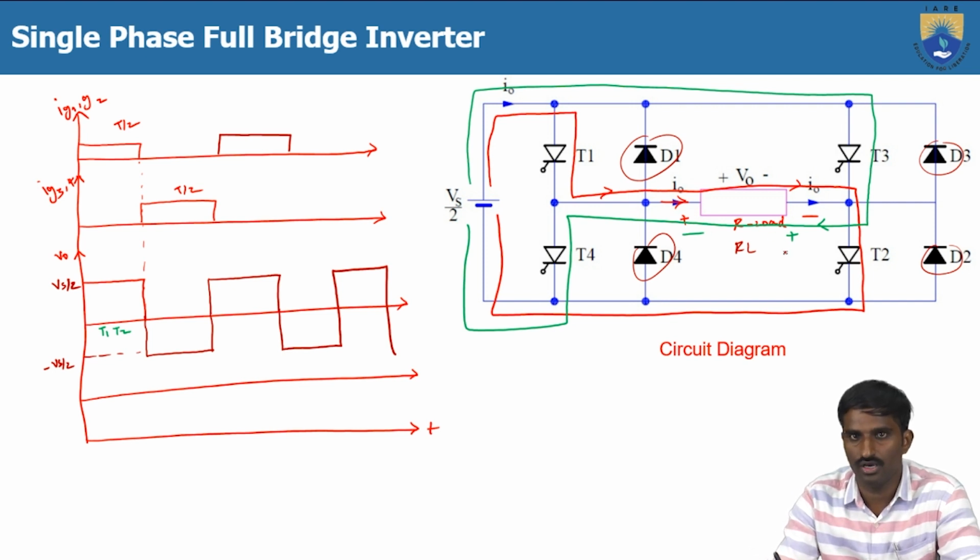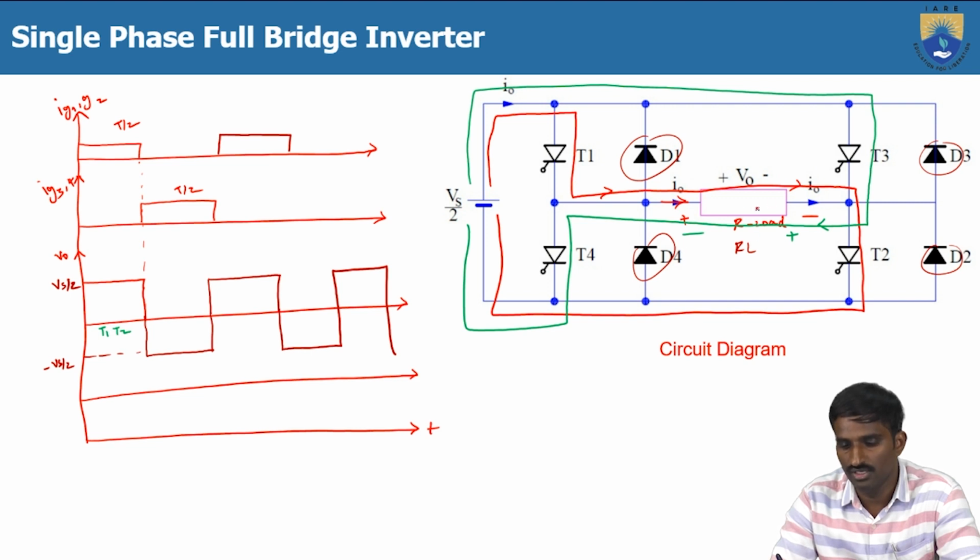Because here, if it is an RL load, let us consider T1 and T2 are triggered. While T1 and T2 are triggered, the inductor will get charged, because RL load is there. Then after that we have to provide the discharging path for the inductor. So to provide the discharging path for the discharging current, we will utilize these diodes. For that purpose only we are connecting the diodes anti-parallel with each thyristor.